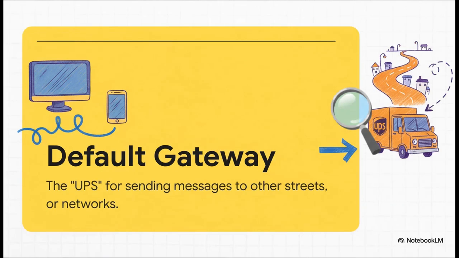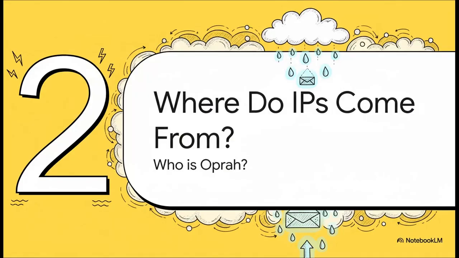And then there's the default gateway. Think of this one as the UPS of your network. If your device needs to send a message to a totally different street, in other words, to a different network somewhere else on the internet, the default gateway is the one who picks it up and makes sure it gets delivered. Okay, so every device gets an address and has a couple of helpers.